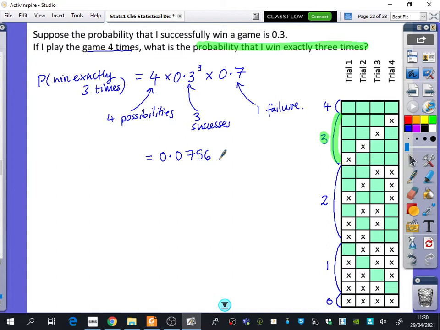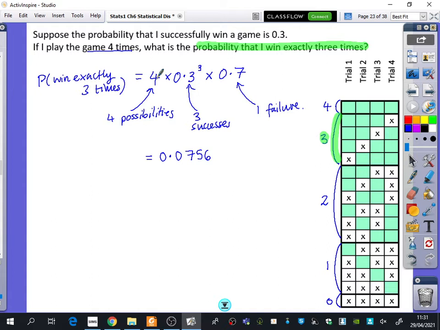So this is kind of interesting because you might think, if the probability of winning a game is 0.3, to win 3 games, usually people forget this 4 at the beginning. They think, oh, I'll just do a win, win, win, and a lose. And your probability would be 4 times smaller than it should be.